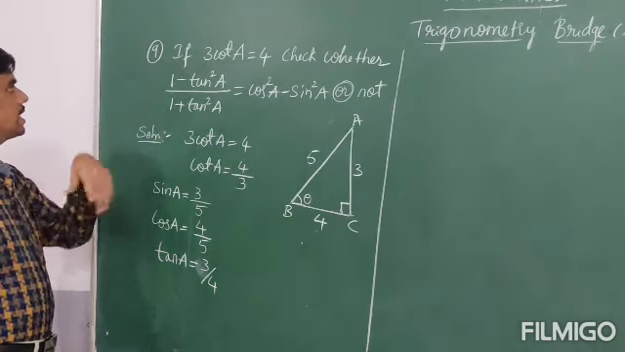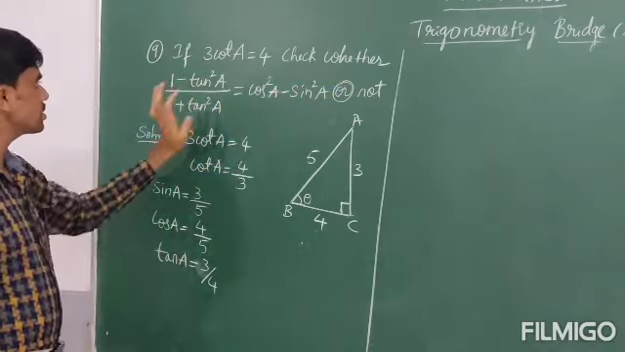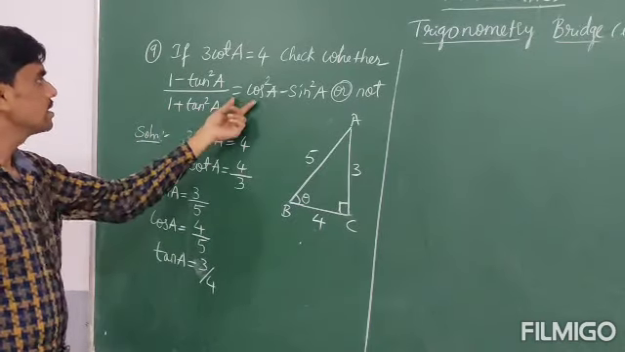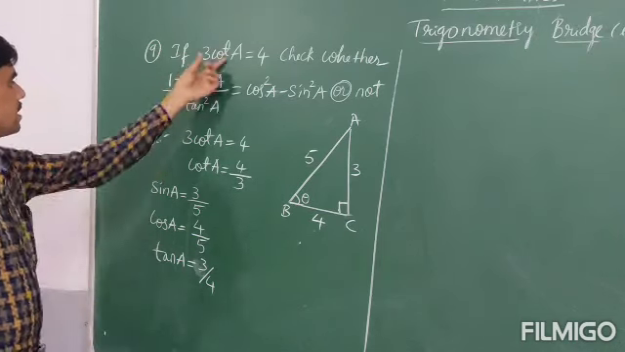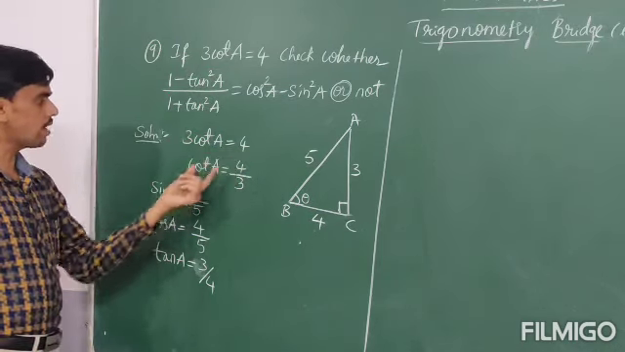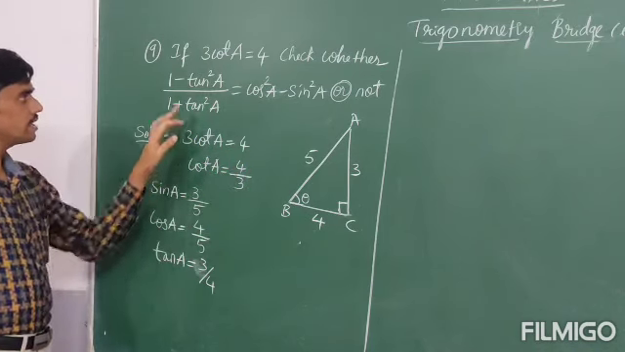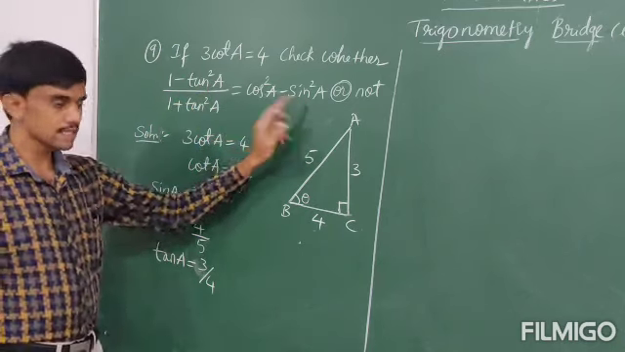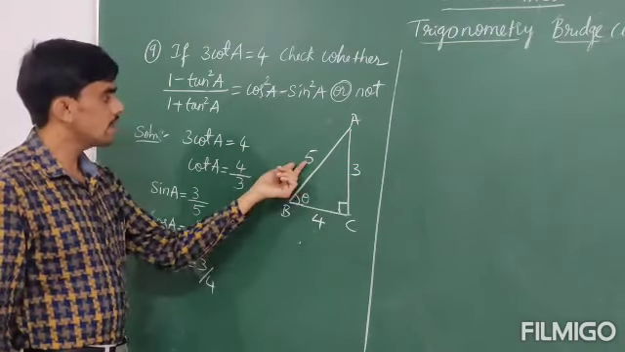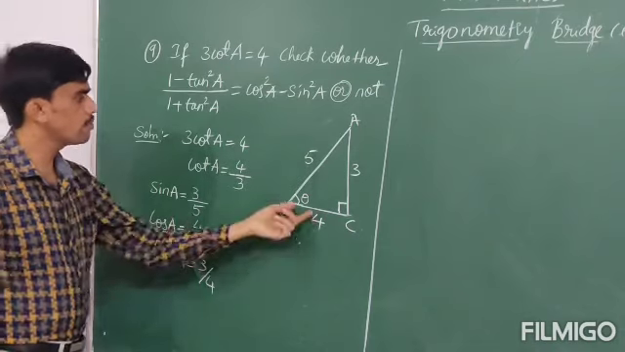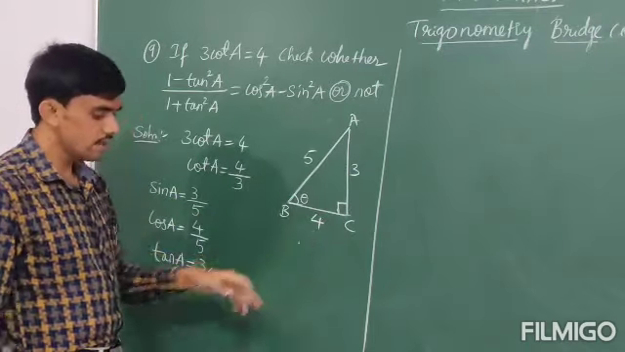Next, problem number 9: if 3 cot A is equal to 4, we have to check whether (1 minus tan square A) divided by (1 plus tan square A) is equal to cos square A minus sin square A or not. They given that 3 cot A is equal to 4, then cot A becomes 4 by 3. For this, we have to find the value of tan A, cos A, and sin A. By this right angle triangle, sin A is 3 by 5, cos A is 4 by 5. Tan A is opposite by adjacent, that is 3 by 4.